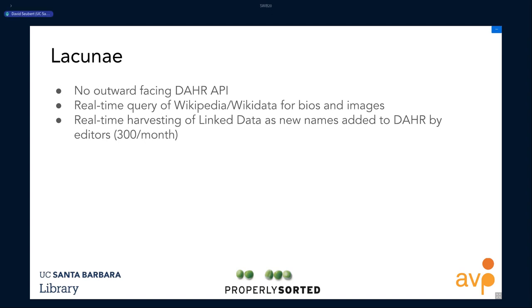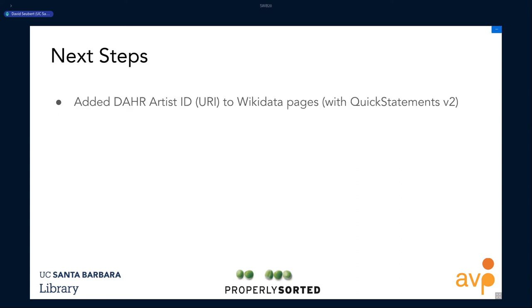There's a few missing things. We don't have an outward-facing API, and that would be something we'd like to do. We'd also like to do real-time query of Wikipedia, Wikidata, so we get the most up-to-date biographical information, for example. It's just a manual harvest process now. I mean, Sean could reharvest tomorrow, and Michael could just drop it in the database because we have those linkages, but nonetheless, it's not automated. And we add about 300 names a month to the database, and we don't have real-time harvesting yet, and that's something we'd think about doing.